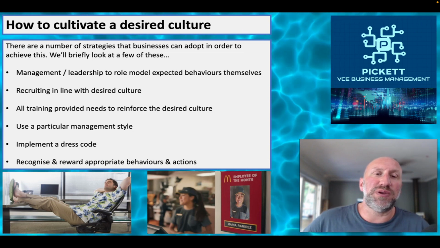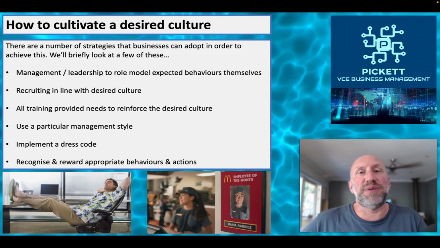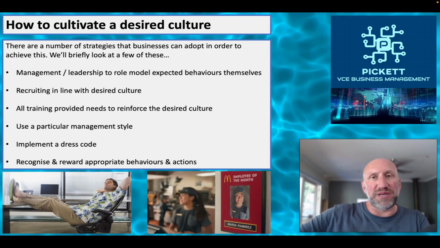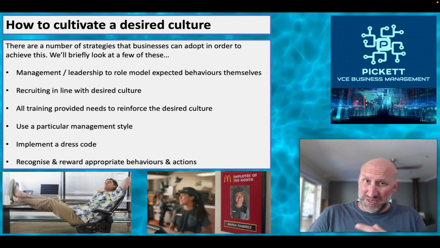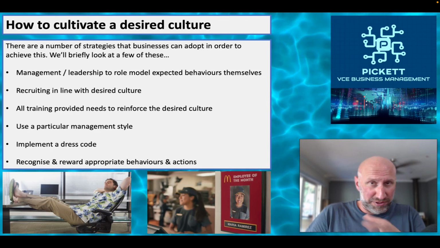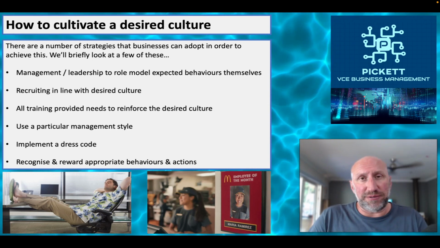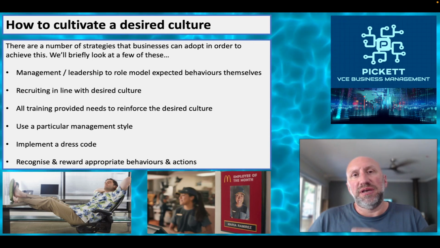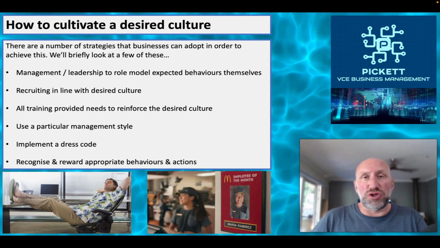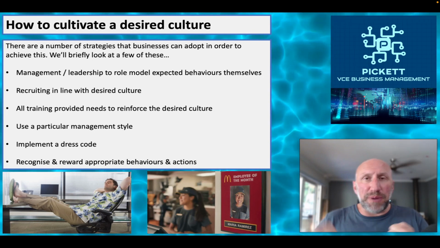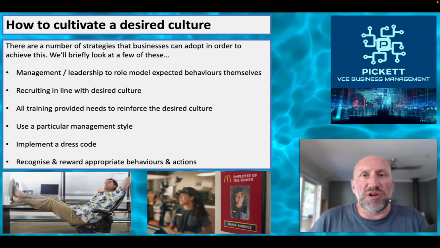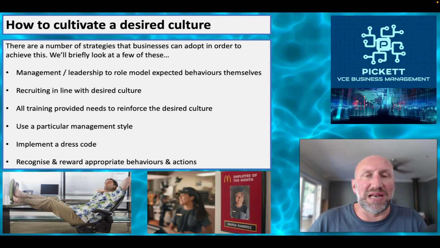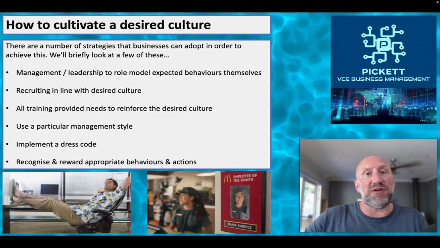First off, management to be role modeling the expected behaviours themselves. So leading by example. If you want people to be a certain way, be that way yourself. Second one, recruit in line with the desired culture. So if part of your culture is to have very outgoing, chatty, gregarious, customer-facing employees on the shop floor that are going to be happy to go out and be bubbly and chat to everybody, there's no point in recruiting shy and retiring types for that particular role, because you're not going to change their personality. Much easier to recruit people that are naturally like that anyway.